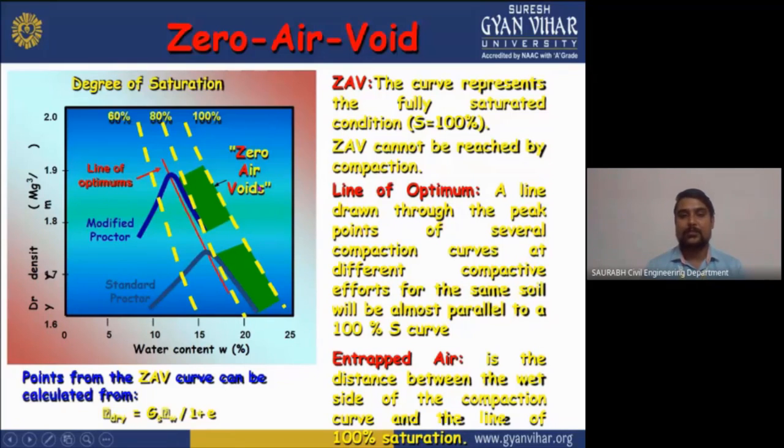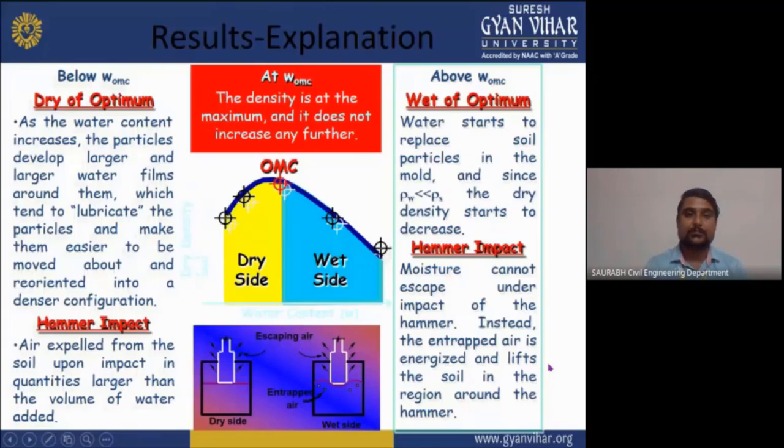Line of optimum, as you can see here, there is one line of optimum, a line drawn through the peak points of the several compaction curves at the different compactive efforts for the same soil, which will be almost parallel to the 100% saturation curve. And there is also entrapped air, as you can see here in the graph. It is the distance between the wet side of the compaction curve and the line of the 100% saturation.